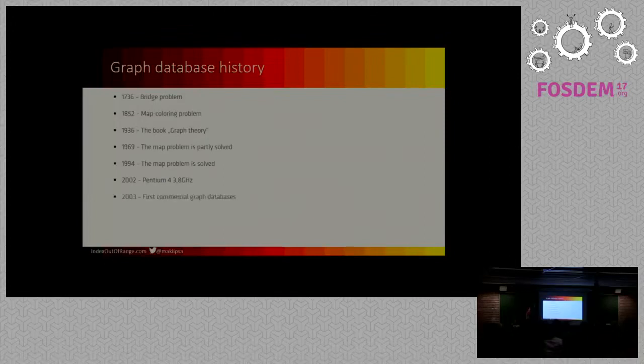And next, in 2003, the first commercial graph databases. So why am I showing this? Because if you look, this history is completely different. When we got relational databases, we had massive gains in computing power. And when we had graph databases, we already knew that we can't go faster on one core.